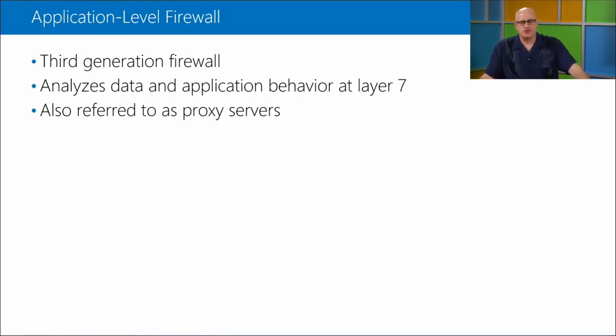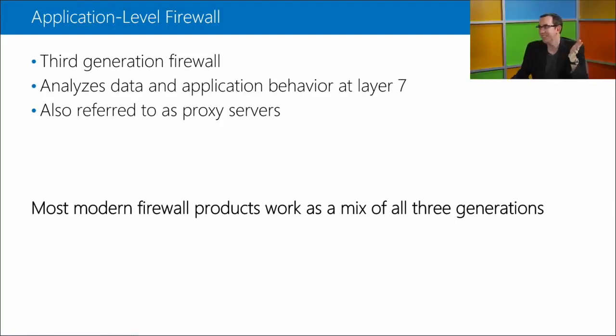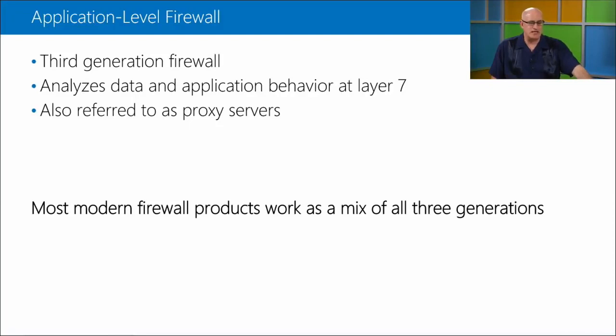Application level firewall, the third generation firewall, analyzes data and application behavior at layer 7, also referred to as proxy servers. So again, just a little bit higher level, takes a little more processing power, and is a little more involved. And to keep it simple, our last bullet: most modern firewall products work as a mix of all three generations.